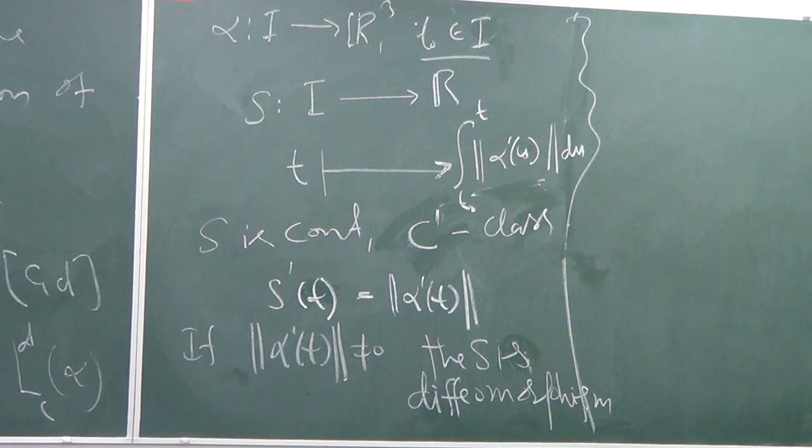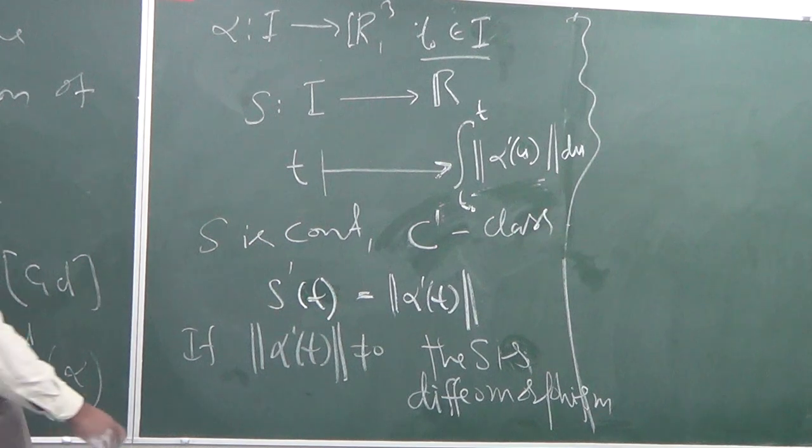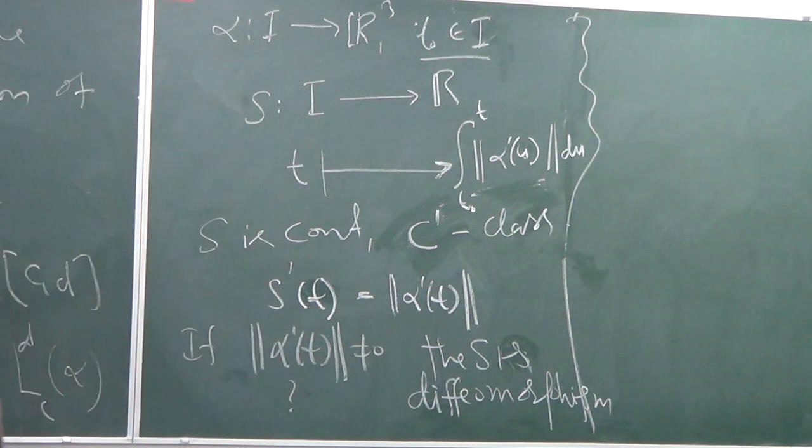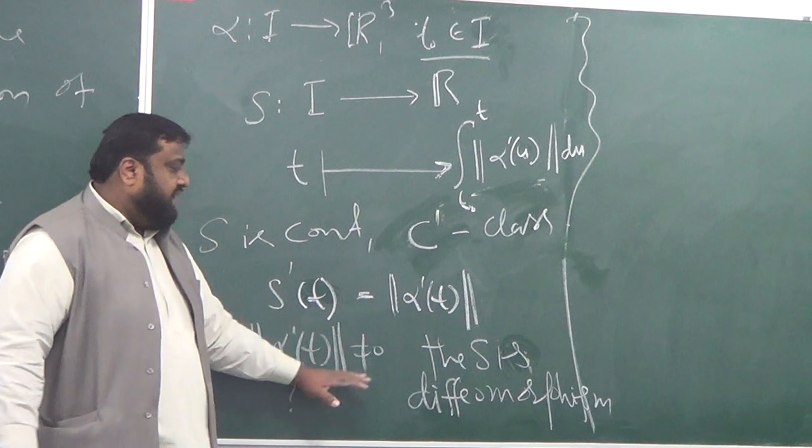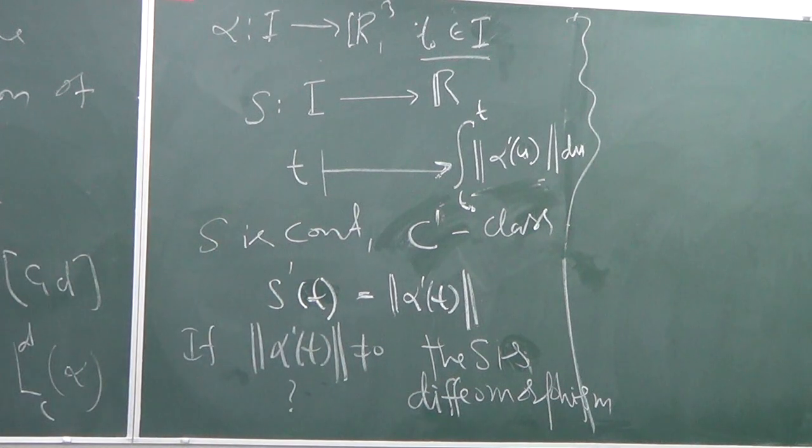If this is zero, then it won't remain strictly monotone. We haven't mentioned monotonicity here, so we'll have to say it, but monotonicity is a consequence of it. Can we argue without using monotonicity? It's a good point to reflect on. What if alpha prime of t is zero? If this condition is satisfied, then S is a diffeomorphism. It's a good function: it's smooth, you can differentiate it, you can invert it, and so on.